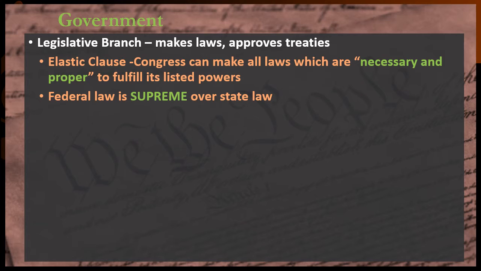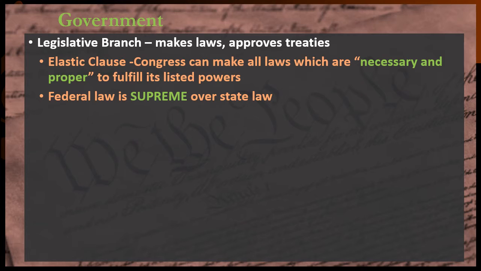Think about the elastic in your socks or the elastic that keeps your sweatpants on. It stretches and fits your body and holds things together, which is a pretty good name then for this clause, if you think about it. That's a pretty big power to have, to make laws that are necessary and proper. And one of the things that's going to happen over time is Americans will fight and disagree over what's necessary and what's proper. And that fight continues even today.